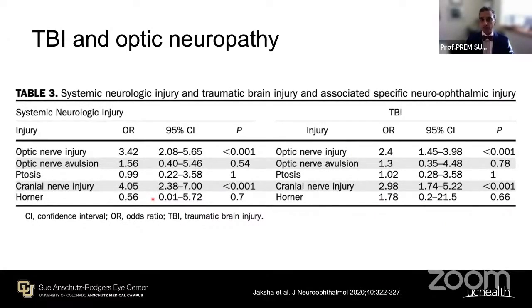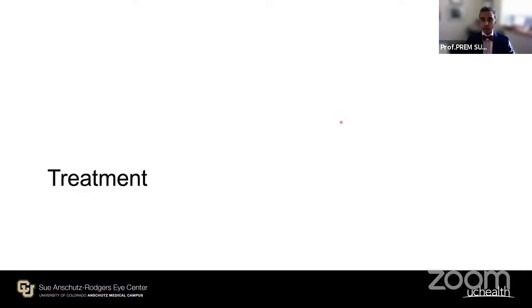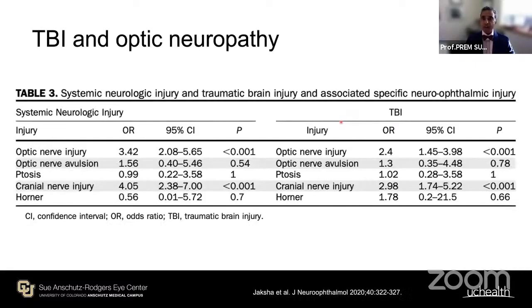In a similar way, this question has been asked of patients with military-associated trauma. Here you see a study of US military veterans who were injured, who had either a systemic neurologic injury, as shown here, or traumatic brain injury. And what was found was that the incidence of optic nerve injury was 2 to 3 times higher than controls who didn't have a systemic neurologic injury or traumatic brain injury.